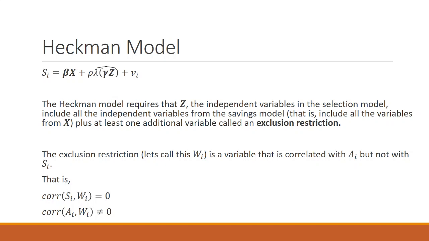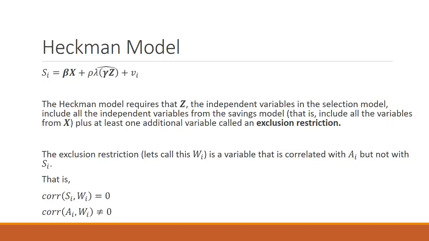All right, so an exclusion restriction, we're just going to call it W, some other variable W, is a variable that is correlated with the selection decision, so it's correlated with A, but is not correlated with S. This exclusion restriction is a variable that is a determinant of the selection decision. That means it's a variable that affects whether or not someone has a savings account, but it does not affect or is not related to how much money they have in their savings. It's not related to how much money they save. It's related only to the source of the selection.